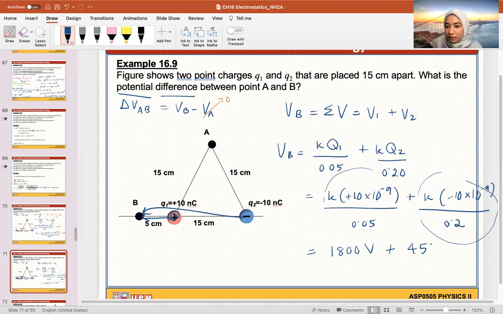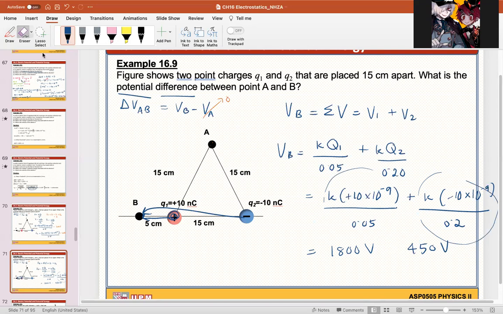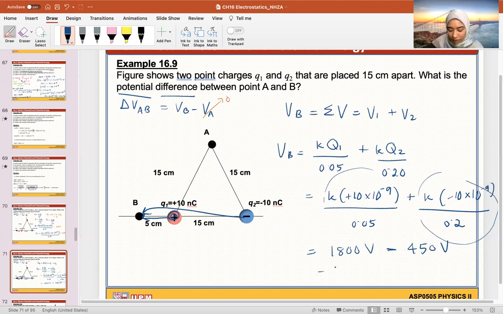Okay. So is this a negative or a positive? Negative. Okay, so this is a negative. So now VB is 1,800 minus 450, so that is 1350 volt. And the question is asking, what is the potential difference between point A and point B? We know that point A is 0, which means that this is 1350 minus 0, which is 1350 volt.